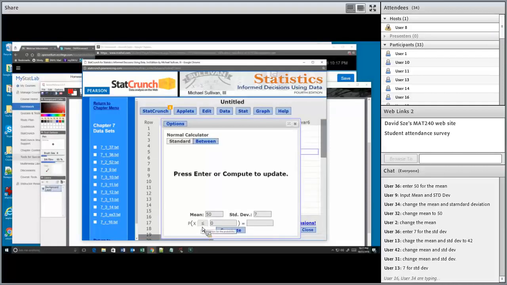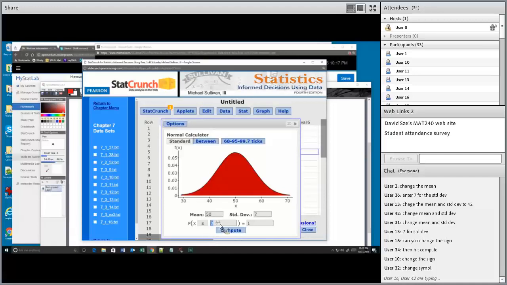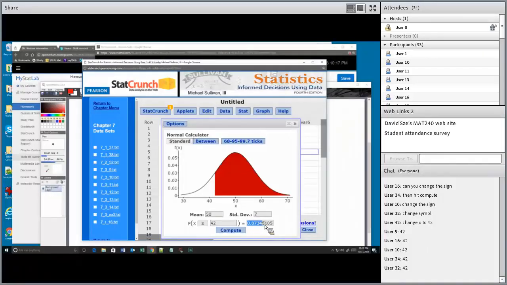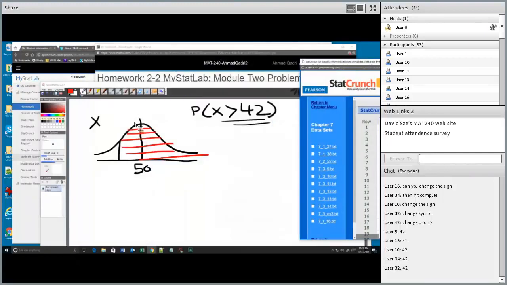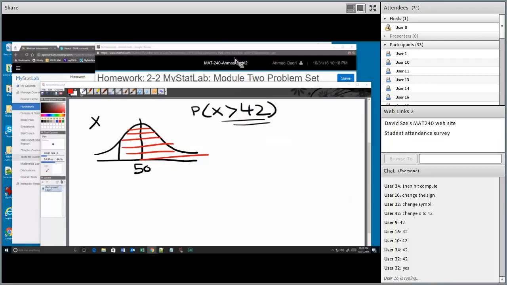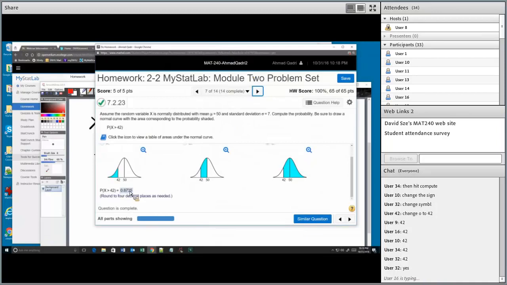Okay, what else am I going to do? Change the sign. Yes, I can absolutely change the sign. Take a look at this. I click on it. I get a drop down. I can choose either one. Change the symbol to greater than. And what is the value that I'm looking for? 42. I'm going to enter 42. Hit compute. And here's the answer. 0.8735. That's up to 4 decimal places. And look, the diagram matches what you were anticipating. See that? Matches exactly. So 0.8735 is your correct answer.